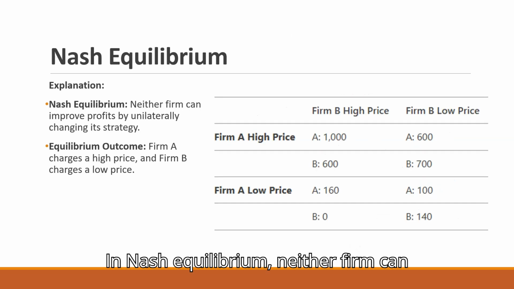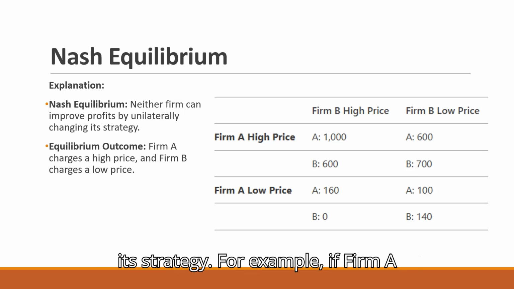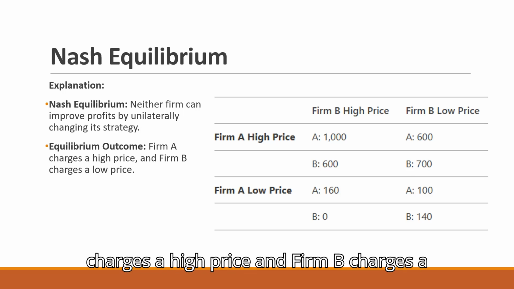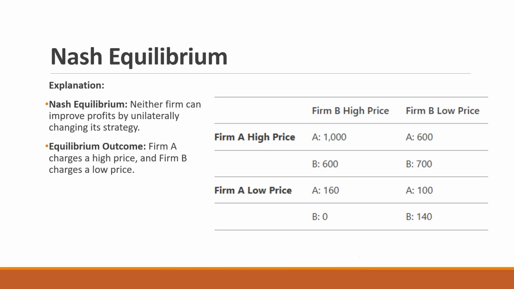In Nash equilibrium, neither firm can improve profits by unilaterally changing its strategy. For example, if firm A charges a high price and firm B charges a low price, neither can increase profits by changing their strategy.